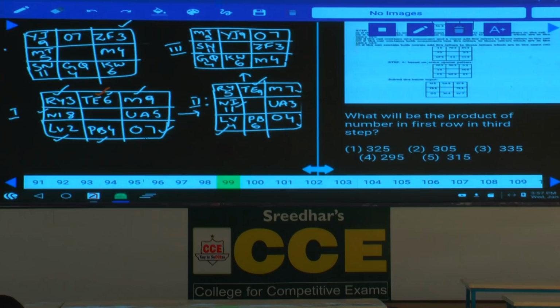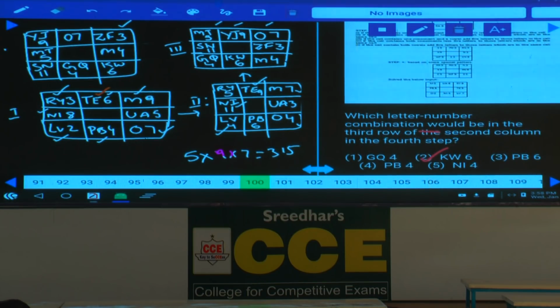Then question number 99. What will be the product of the numbers in first row, third step? Third step, first row, 5 into 9 into 7. What are the numbers here? 5, 9 and 7. Hence 5 into 9 into 7 is 315, choice 5. The product of these three numbers.